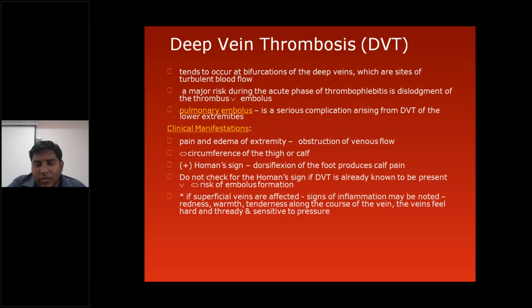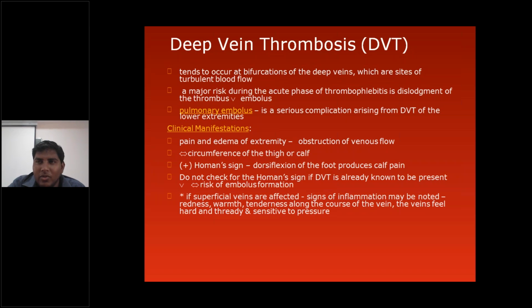So, increased circumference of the thigh or calf. Homan's sign is what you should elicit in case of early DVT. So dorsiflexion of the foot produces pain.